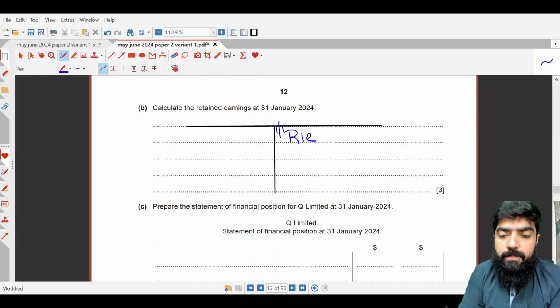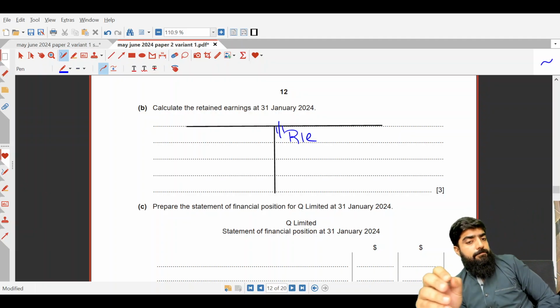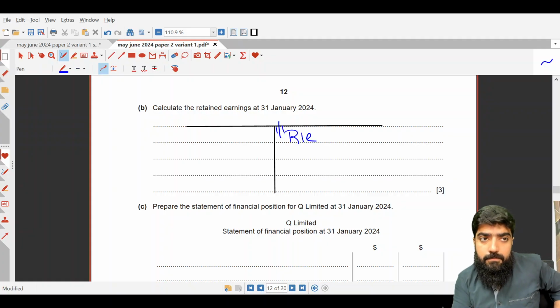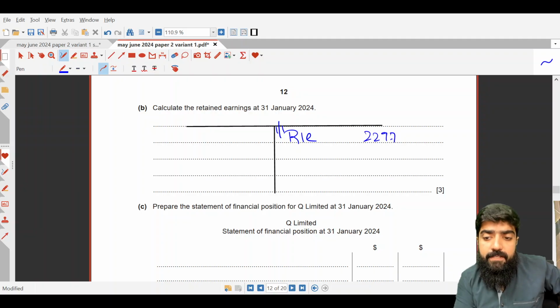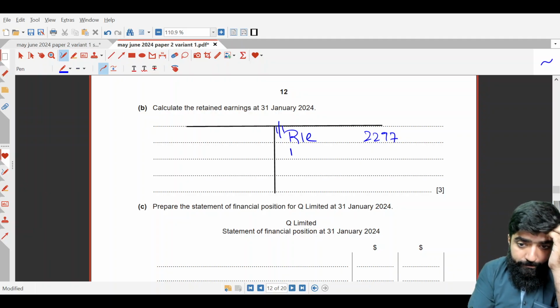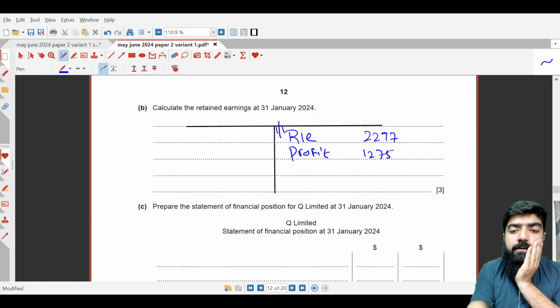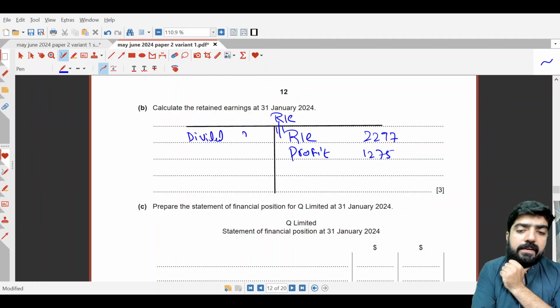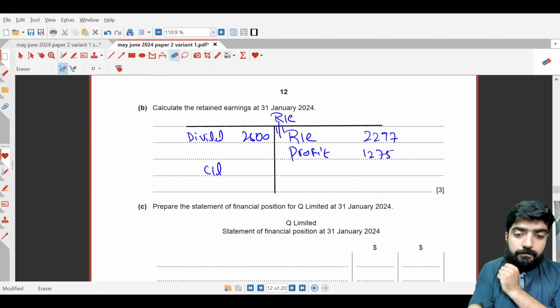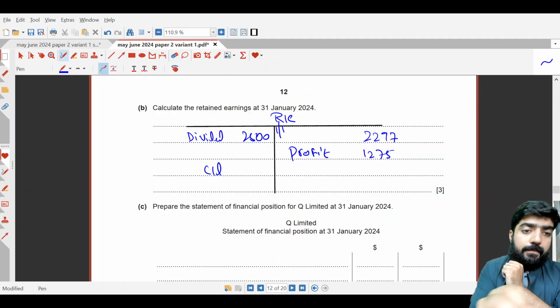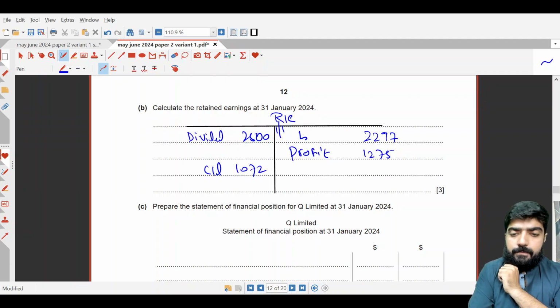At the start of the year, the retained earnings balance was 2297. Then profit for the year was 1275, and then we have dividend on the debit side, which was 2500. Then the closing balance we have is 1072.